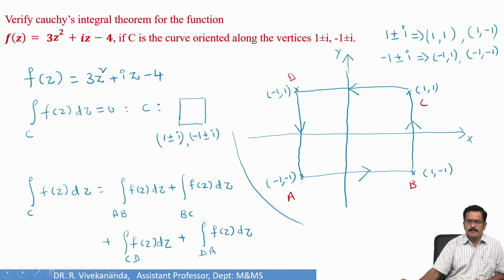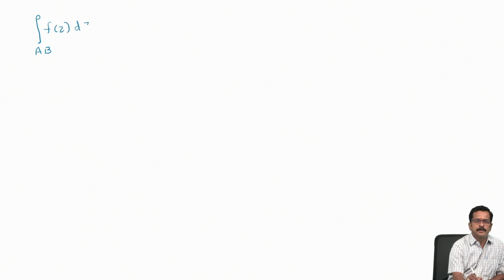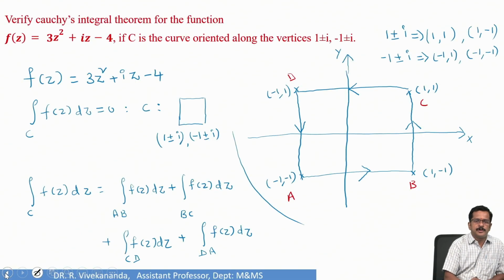Okay. Now I am going to evaluate the integration along AB. Integration along AB of f of z dz, which equals f of z, meaning 3z square plus iz minus 4.